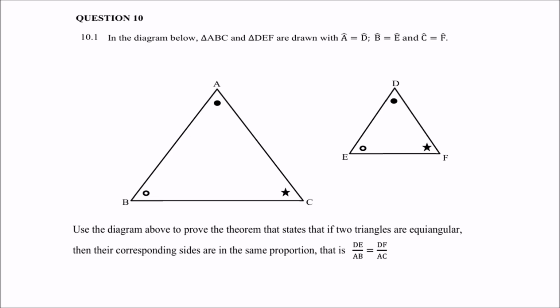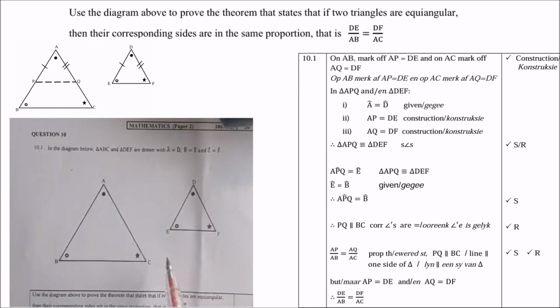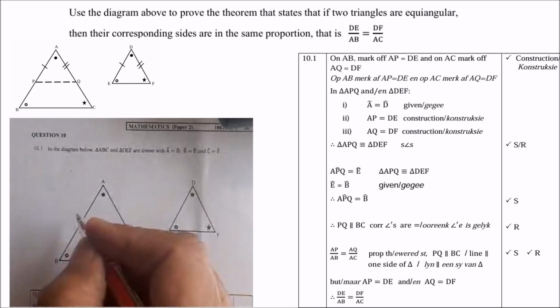That is, that DE over AB is equal to DF over AC. So if you look at the diagram in 10.1, now on AB, you mark off AP equal to DE. So AP is equal to DE, so that will be P there. So that AP and DE are equal.